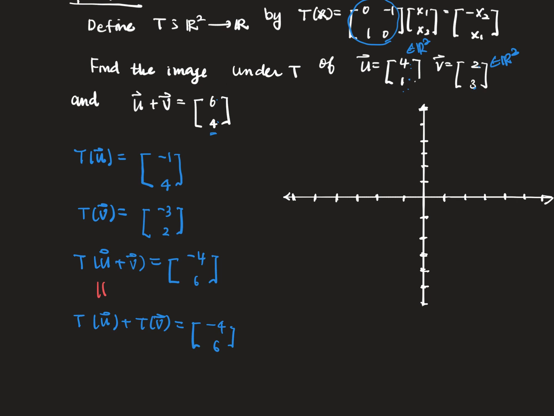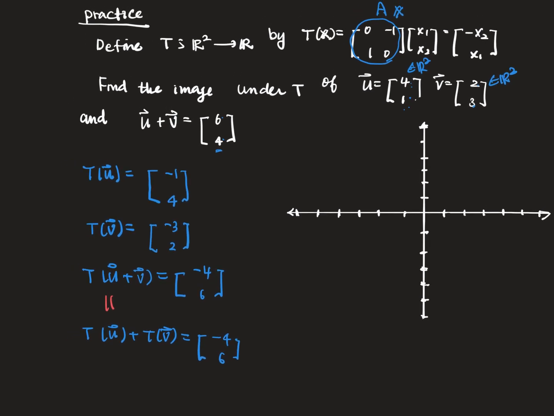Okay, let's sketch each point: u vector, v vector, u plus v vector. Let's go for 4, 1. That's the u vector. What is the v vector? 2, 3 is right there. That's the v vector. Add together with the parallelogram rule, and this is going to be the u plus v vector. Everybody make sense? Now, after the transformation, what happened, guys?